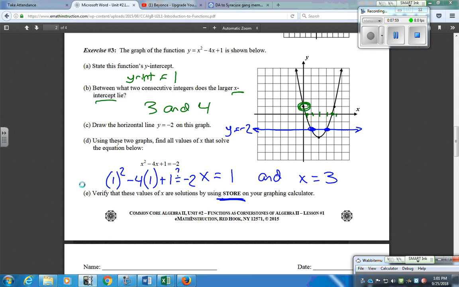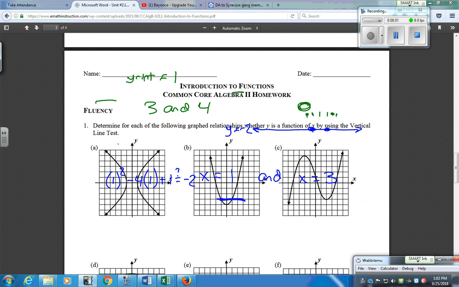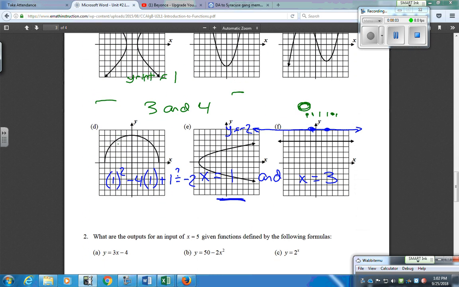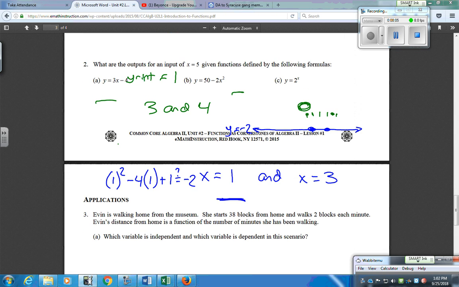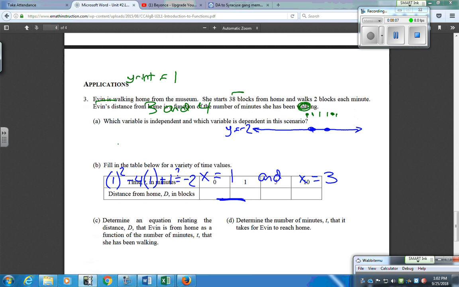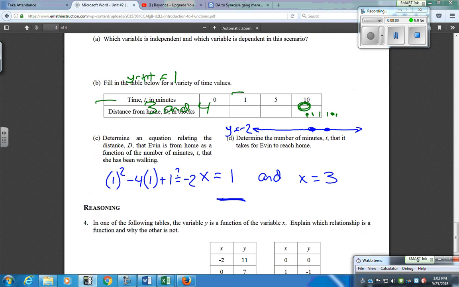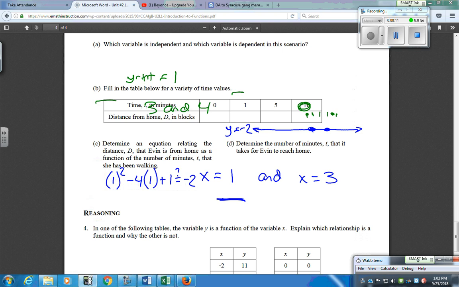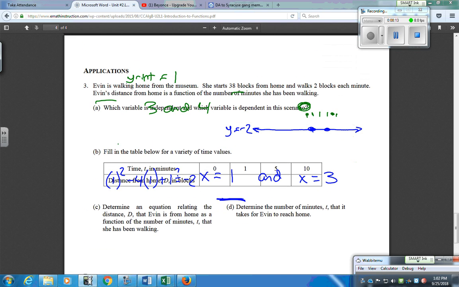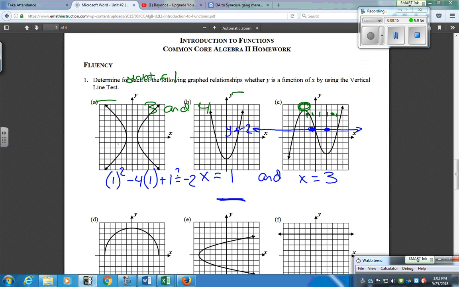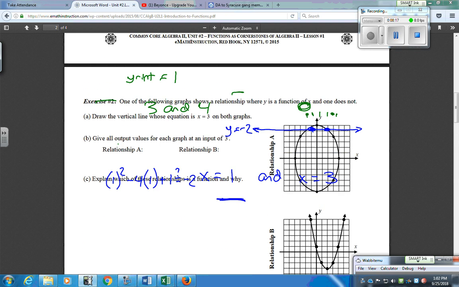And then for the assignment, you can see they're asking about if we have functions or not. They're asking about input and output values. And they're also giving you a question dealing with writing an equation, kind of like we did in the first example. So you're going to do all the questions on the second page. And then let me check them when you're finished.